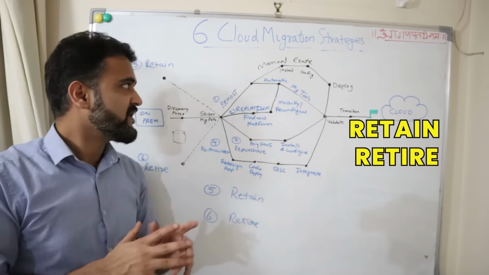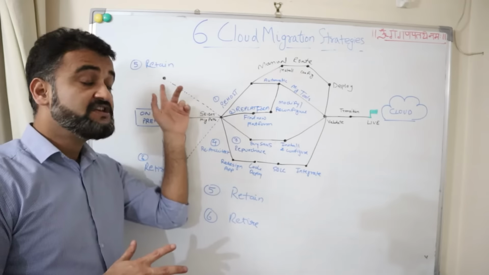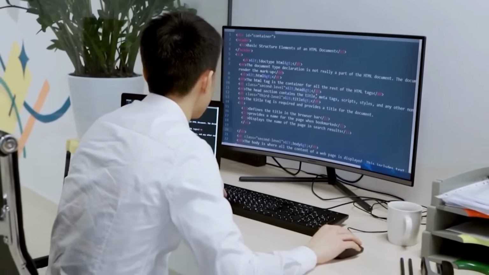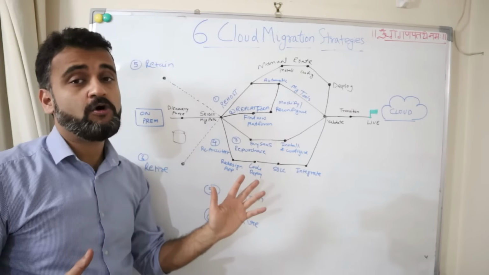So retain and retire are backward strategies. We are not actually moving towards the cloud, but these could also save you a lot of time and effort, and maybe eventually help you take these options in future.